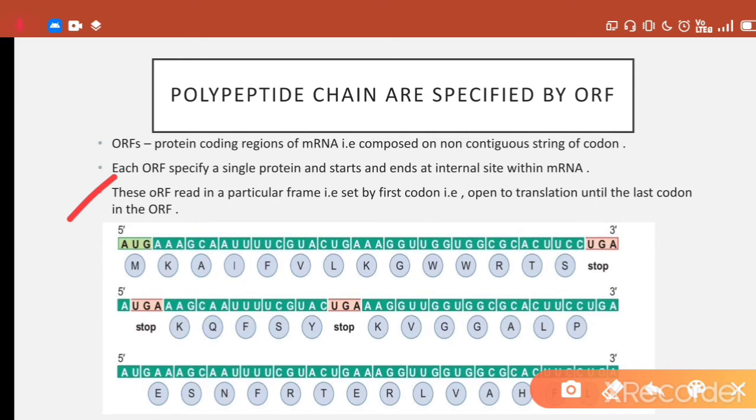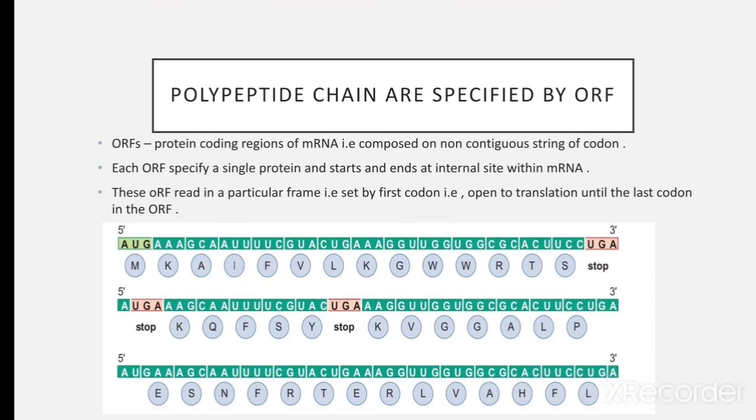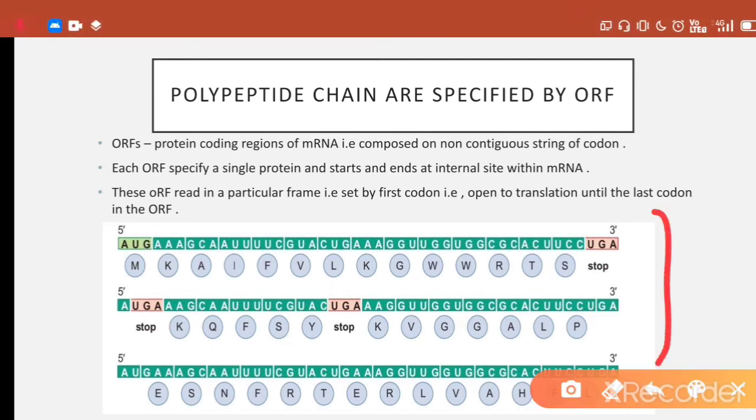And these open reading frames are read in a particular frame, which is set by the first codon, that is our start codon. Why do we call it the start codon? Because this is open for translation until the last codon is reached, and the last codon will be the stop codon. This picture shows us the 3 reading frames of the E. coli trp leader sequence. It has 3 reading frames, first, second and third. Here the codon at the 5 prime region shows the start codon and this shows the stop codon.